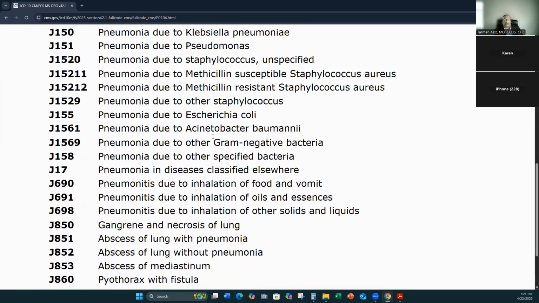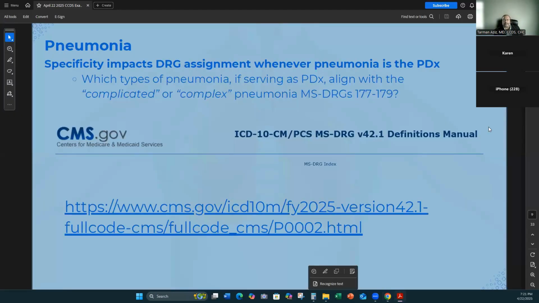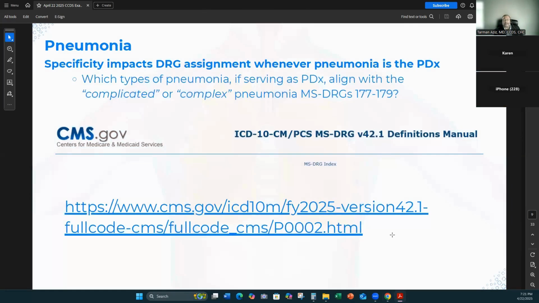I would say from J150 down to the pneumonitis, the aspiration J690. These are all fair game for CCDS that you should know these default out to the complex respiratory infection and inflammation DRG. All right, so that's probably enough on that. But please do go to this link as we just did and take a look in your own time.